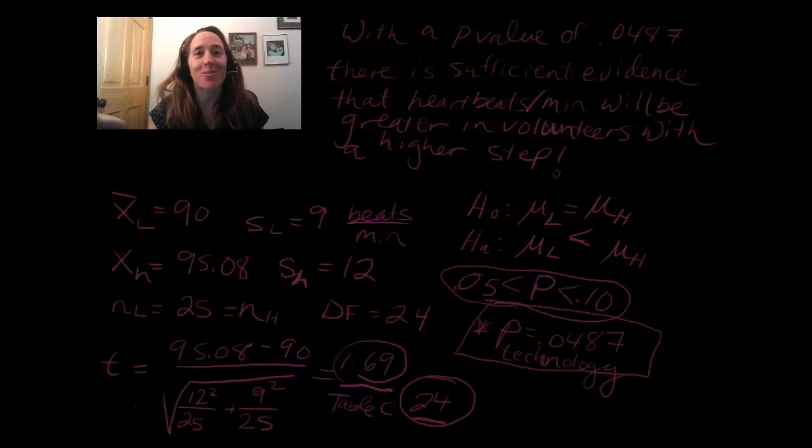So we can go with that's sufficient evidence that heartbeats per minute will be greater in volunteers with a higher step. So that's our conclusion, but if we were researchers, we might want to run a few more, take some more samples before we assume that.